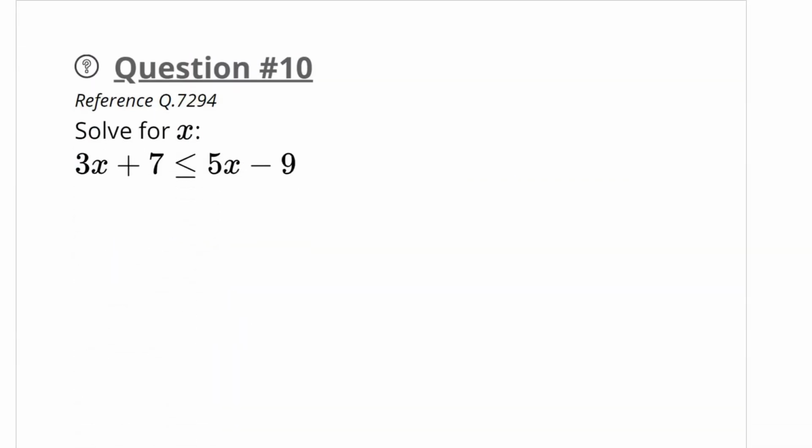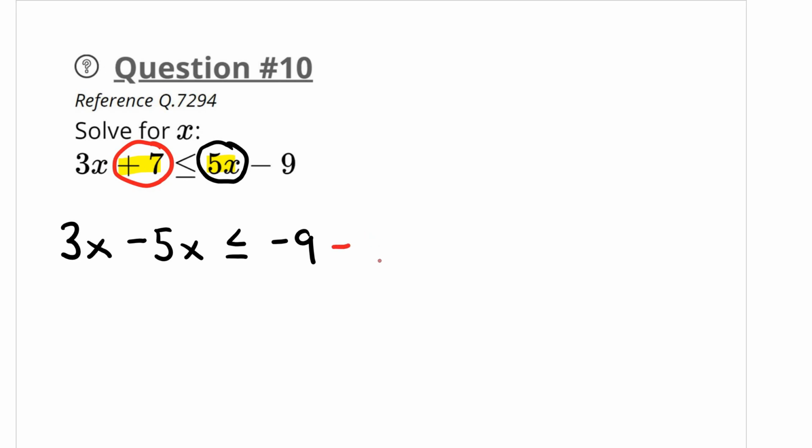Okay, let's keep on going. Question number 10 here. Let's bring the 5x over, and at the same time, you should be very comfortable with moving the plus 7, so we can interchange those two terms at the same time. If I bring the 5x over, it's going to be negative 5x less than or equal to negative 9. And if I move the plus 7 over, I get negative 7. So this gives me negative 2x less than or equal to negative 16.